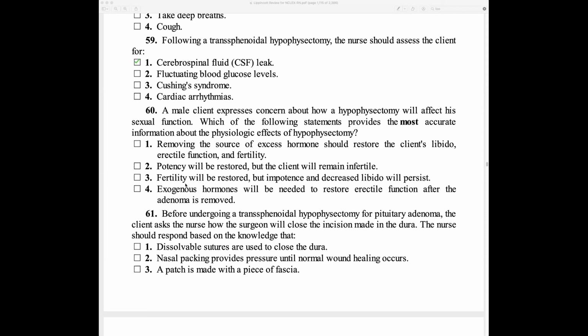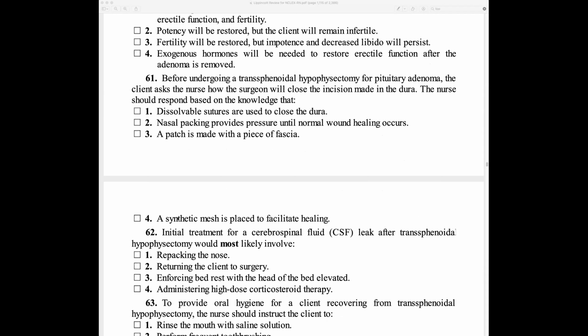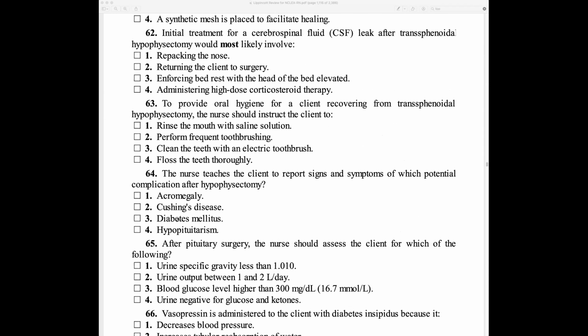Very good. We're going to test it for glucose, because if that clear drainage is positive for glucose, with what's going on with the patient, that's cerebrospinal fluid. And so we would want to report that to the healthcare provider immediately. Okay, next up, we're going to do question 63.